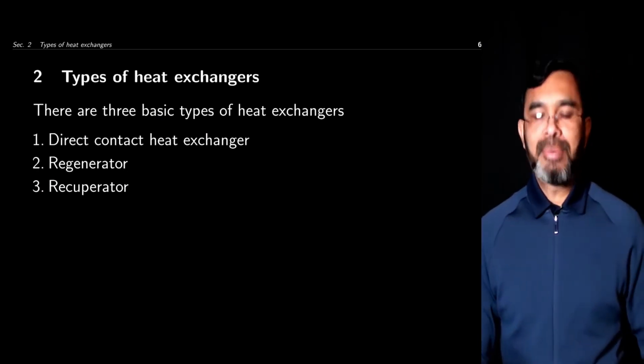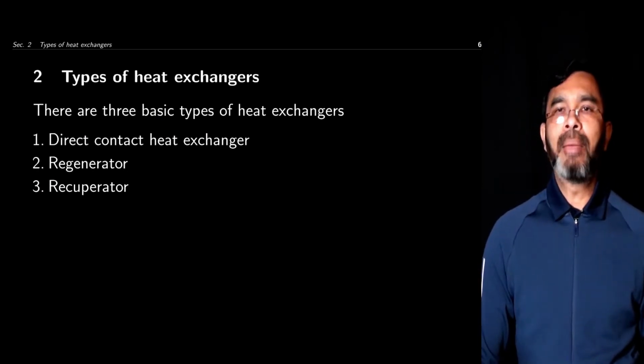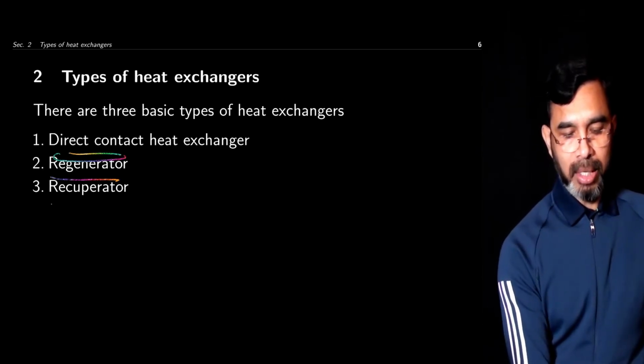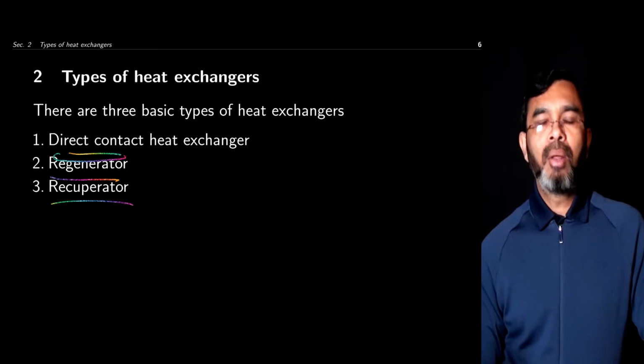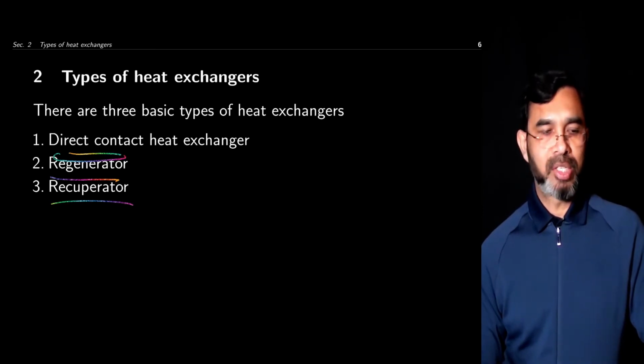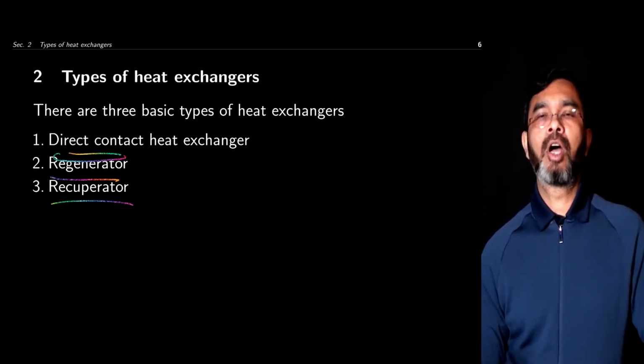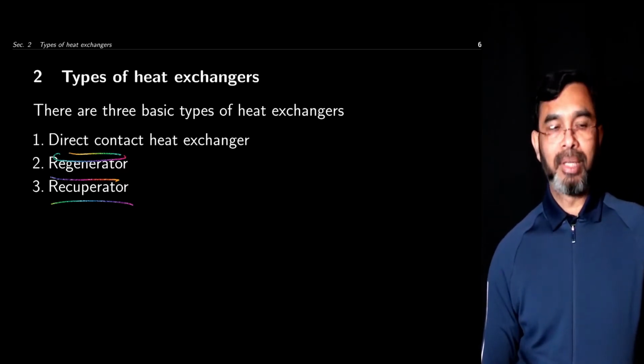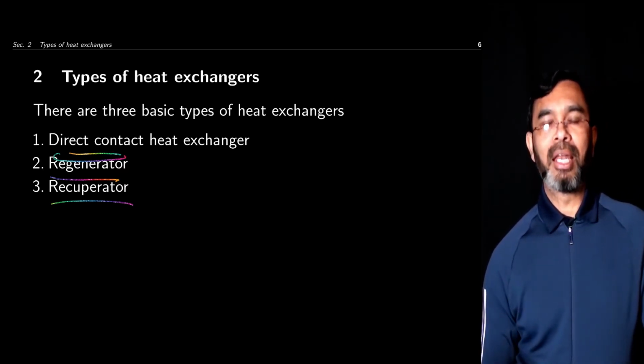Now regarding the types of heat exchangers, there are mainly three types. One is what is called direct contact. The second type is regenerator, and third type is recuperator. We'll look at just some basic aspects of these three types of heat exchangers. However, we'll focus on the main type, namely the recuperator, that's widely used in process and chemical industries.